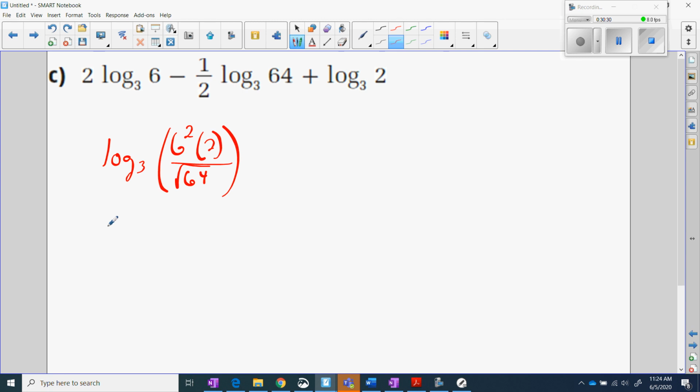All right, let's clean this up and see what we got here. So we got log base 3 of 36 times 2, that's 72. Square root of 64, that's 8. 72 divided by 8 is 9. And a log of 9 to base 3 is saying 3 raised to what exponent gives me 9? The answer's got to be 2. All right. So that is your laws of logarithms being put to work, showing you how they work.